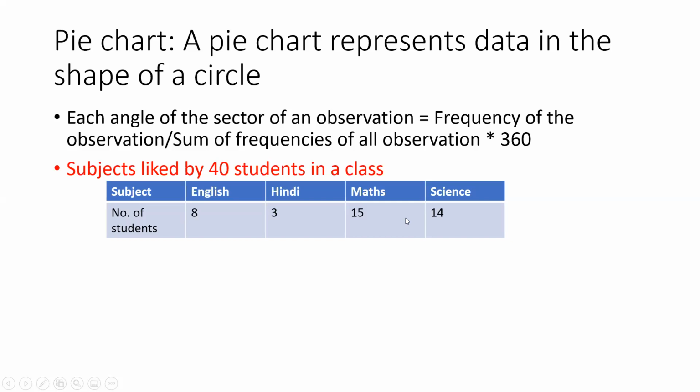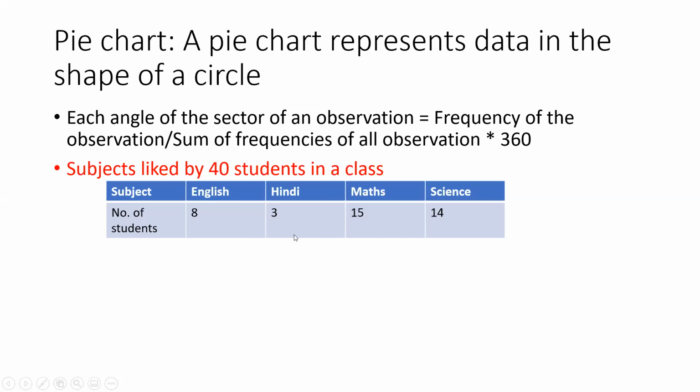Say, for example, these are the subjects liked by 40 students in a class. The subjects are English, Hindi, Maths and Science, and these are the numbers of students who like each subject. For each subject, we first find the angle of the sector. So say 8 students like English. Then the frequency of the observation is 8, divided by the total number, the sum of the frequencies of all observations, that is 40 students, multiplied by 360.